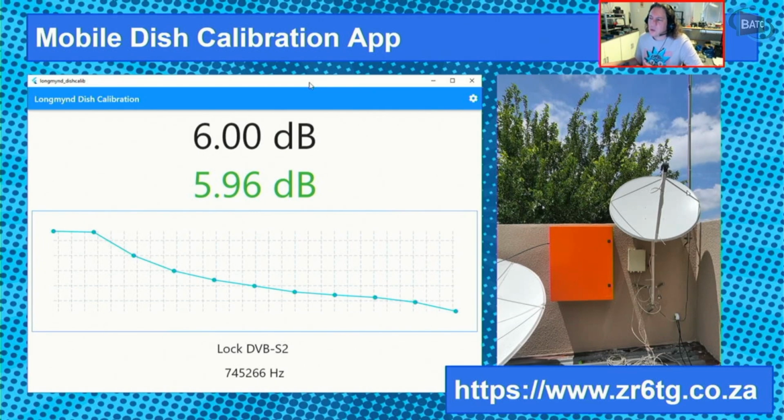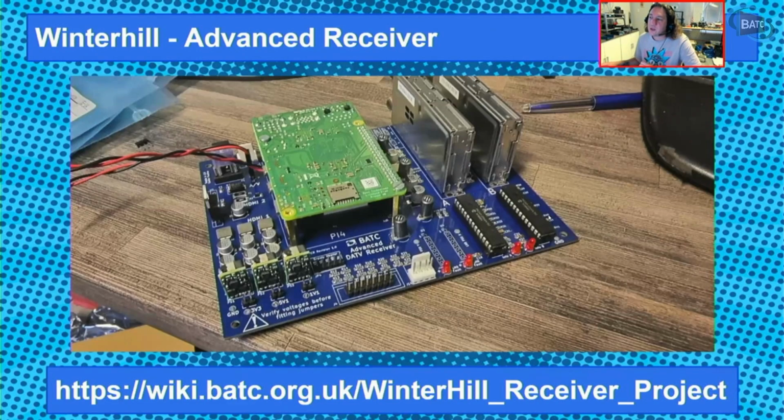It was around this time in all my experimentation that I decided to build a Winterhill system using the advanced receiver design from the BATC wiki. As most of you know, this is a great receiver that allows us to receive 4 DATV transmissions at the same time. It's a completely self-contained unit with the Raspberry Pi just plugging into it. This appealed to me because if we apply the same concept of the Longmynd client onto it, then we can receive different channels on different devices because we've got 4 channels that we can share. It's essentially the perfect network DATV receiver.